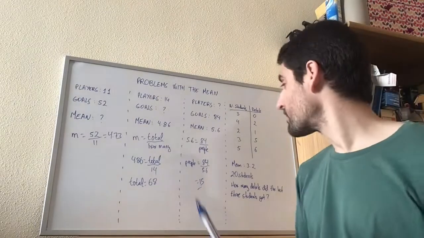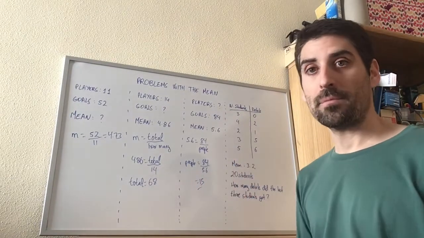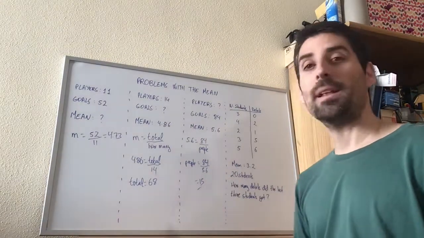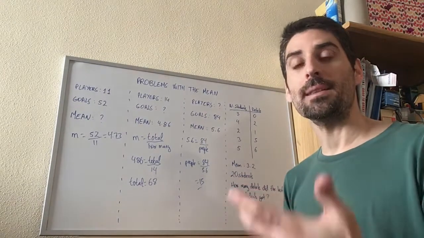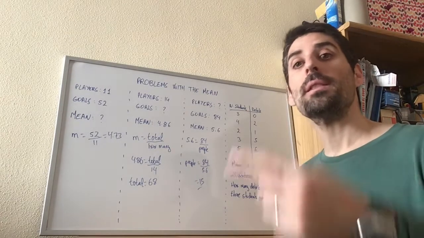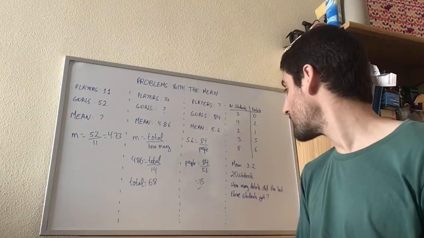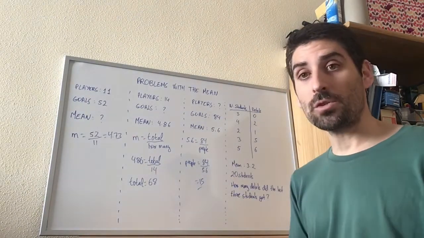First of all, I know that the mean number of debits is 3.2. They tell me that. And they tell me that I've got 20 students in the class. So I can find the total number of debits that they got between all 20 of them. So, total number of debits.